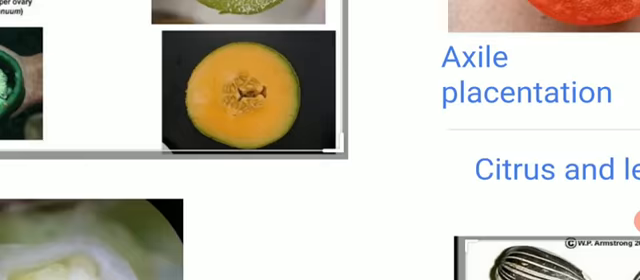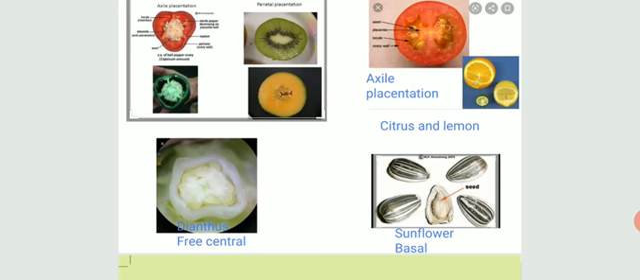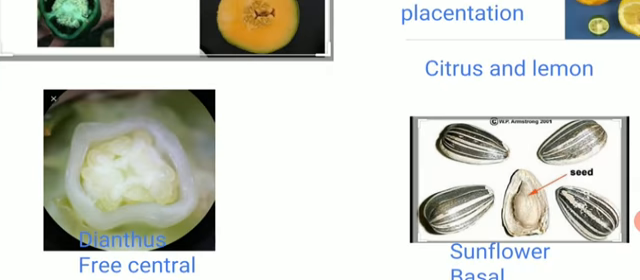Fine. Next we are coming to the free central and the basal. Free central means they are found in dianthus. You can see how they are free, there is no septum that is detaching them. So they are present freely in the center.